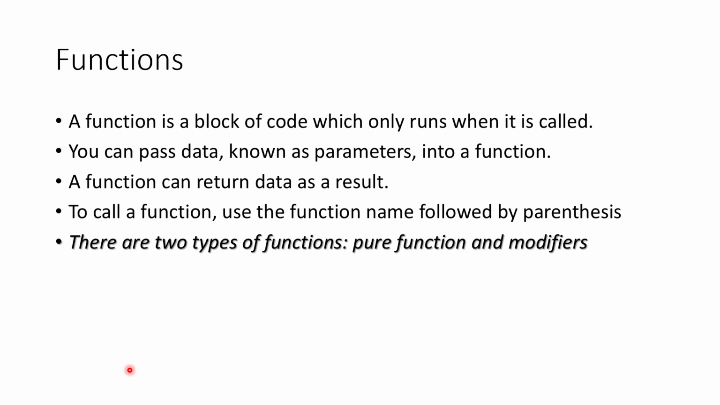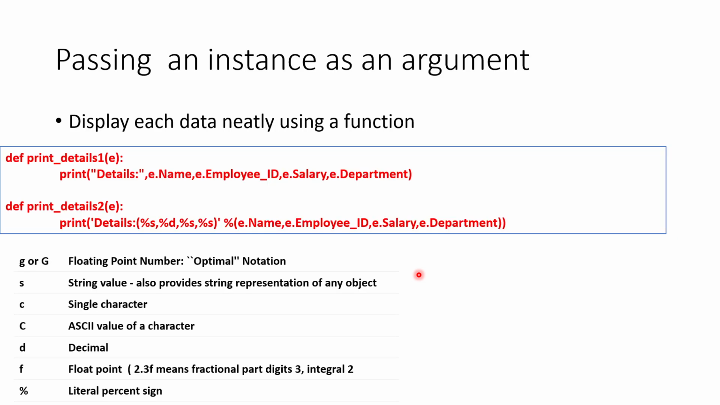Functions. A function is a block of code which only runs when it is called. You all know how to create a function. Sometimes a function returns a value also. A function takes arguments. Sometimes without arguments also you can call the function. A function has its own name. It is optional to return the value; it may or may not return the value. Later in the video, we'll be seeing two different types of functions. Those are pure functions and modifiers. Now we'll see the later version of the function.